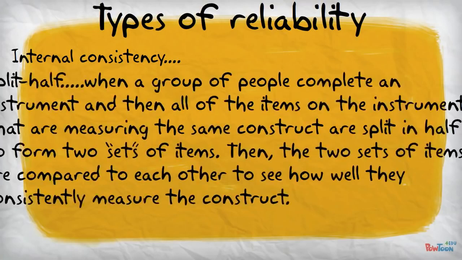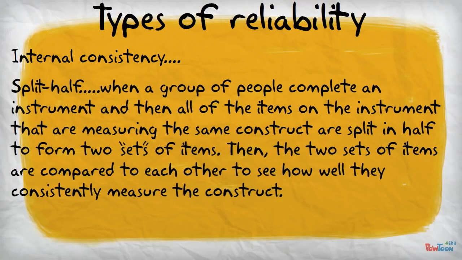Okay, the next is split half reliability. This is when a group of people complete an instrument and then all of the items on the instrument that are measuring the same construct are split in half. So it's split into two groups to form two sets of items. Then the two sets of items are compared to each other to see how well they consistently measure the construct. That's split half reliability.